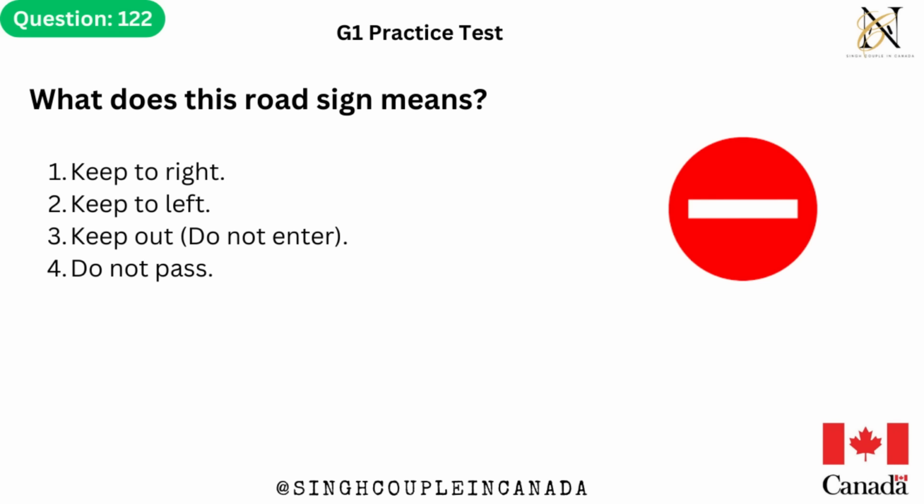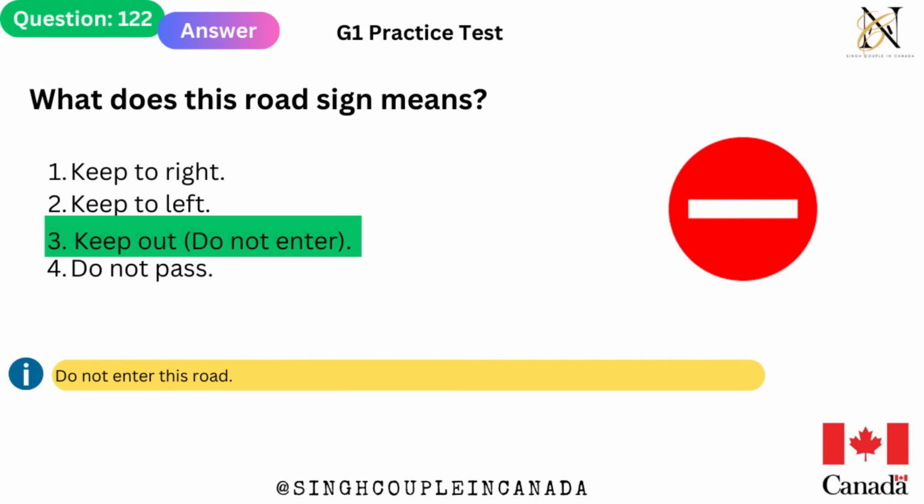What does this road sign mean? 1. Keep to right. 2. Keep to left. 3. Keep out, do not enter. 4. Do not pass. The answer is 3. Keep out, do not enter. Do not enter this road.